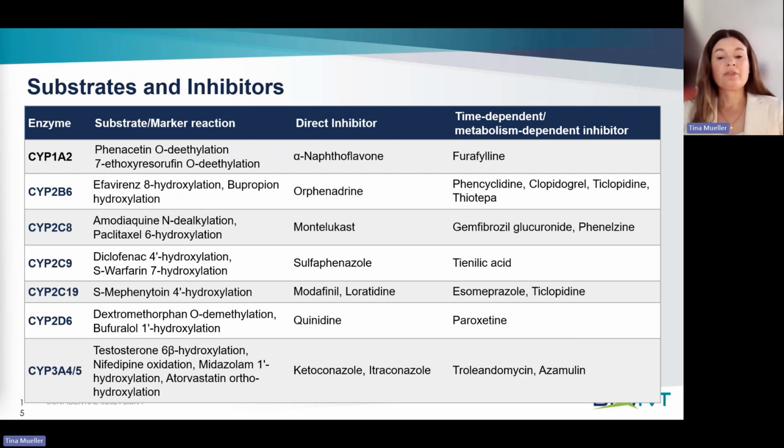Now here is a reference table of CYP enzyme-specific substrates and marker reactions that are routinely used and recommended by the ICH M12. The first column lists the 7 routinely assessed CYP enzymes. In the next column, we have the substrate or marker reactions. And then the last 2 columns list the positive controls for each of the 7 CYP enzymes, with one for direct inhibition and another for time-dependent or metabolism-dependent inhibition.